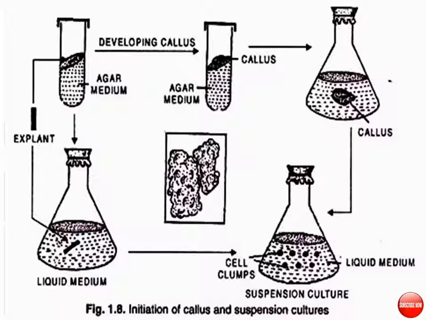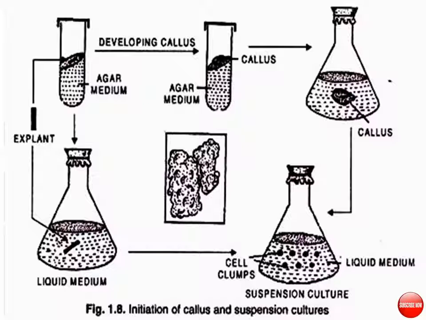So first the explant is taken. The explant is surface sterilized, and as we have already learned how the surface sterilization takes place, first it is washed with tap water, and then the surface sterilization takes place where it is washed with HgCl2 or alcohol. Then it is transferred to agar medium. After transferring to agar medium, after a certain period of time, it develops callus. So after developing callus, it is transferred to the liquid medium, which is the suspension medium.